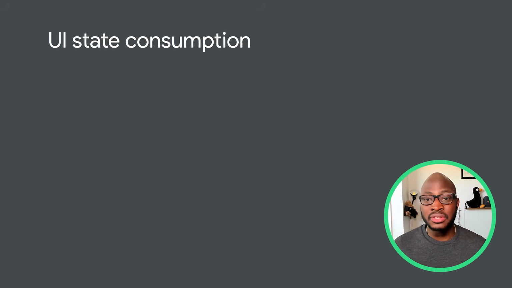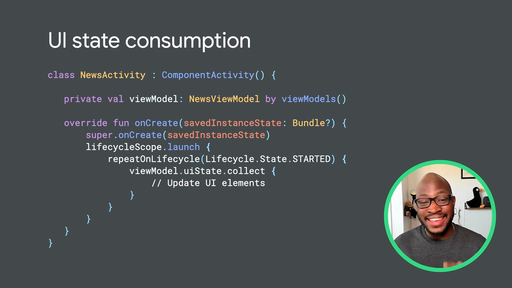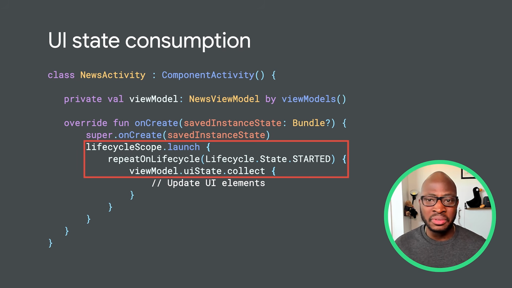An important thing to note when observing UI state in the UI is the lifecycle of the UI. Oftentimes, state holders like view models live much longer than the UIs that observe them, so care must be taken to ensure that they are not observing UI state when they can't be seen. For example, in the news activity, we make sure that collecting the flow respects the life cycle of the activity by only collecting the flow when the activity is started.